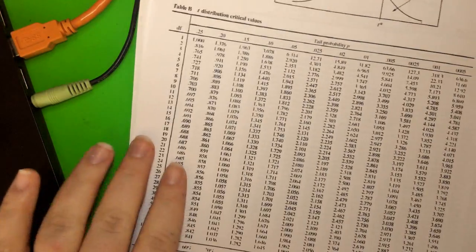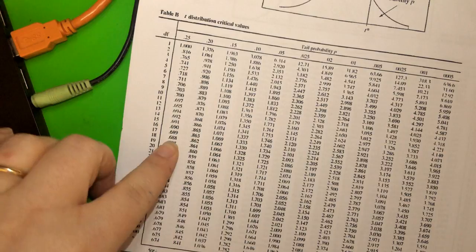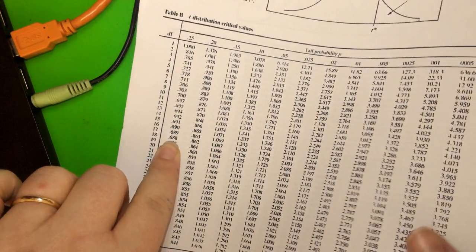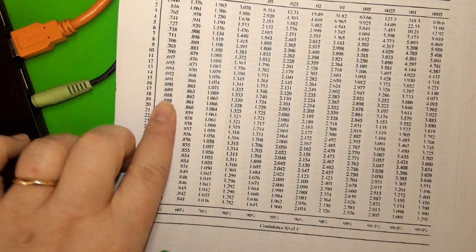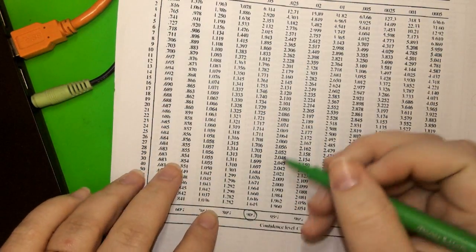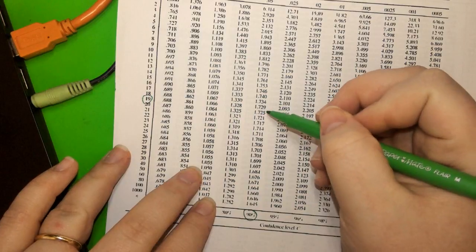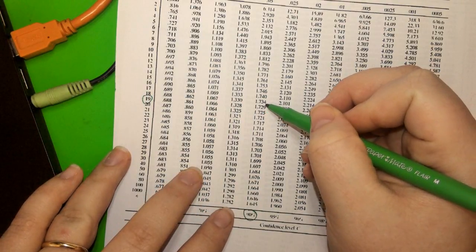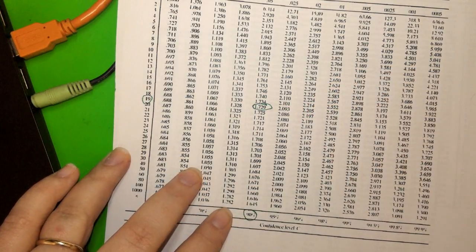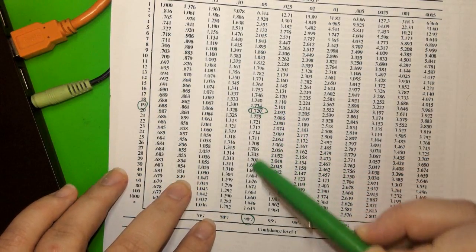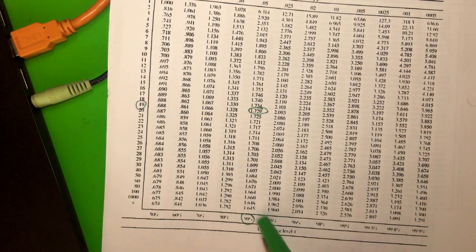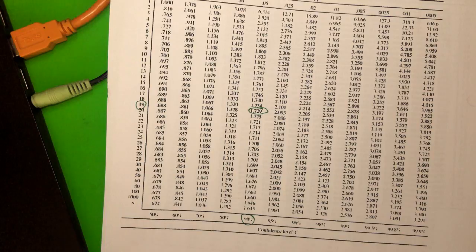Okay, so our degrees of freedom is 19, and we decided on 90% confidence level. So I look down here at the table, and it's 1.729. Is that what you got when you used the calculator? Yes, right answer. Yep, that's what I got.